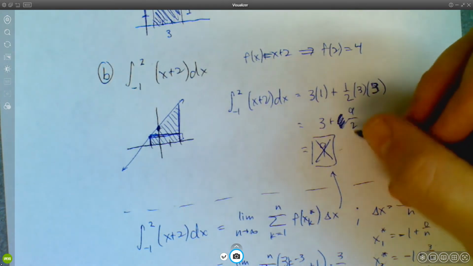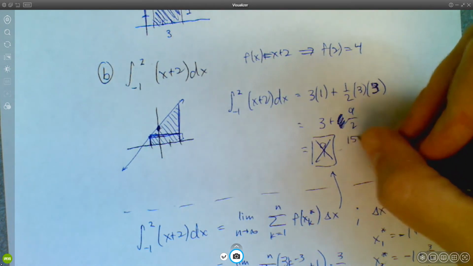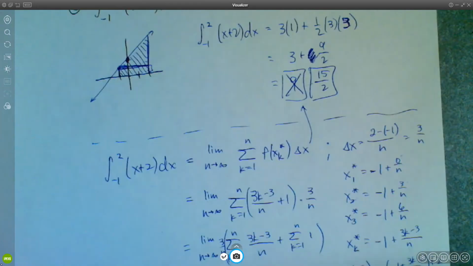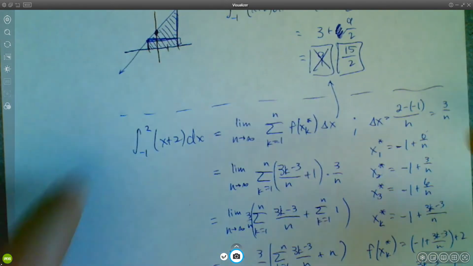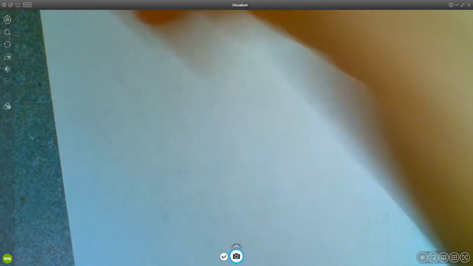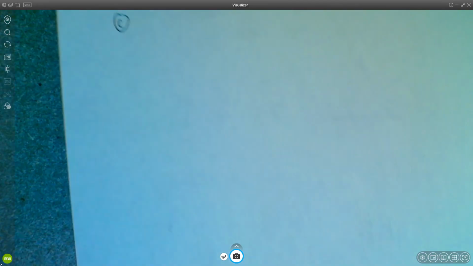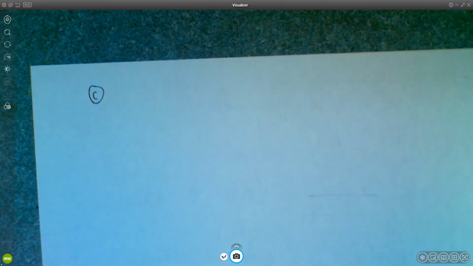So 3 is 6 halves. 6 halves plus 9 halves would be 15 halves. So it's 15 halves is what you should get. 15 halves in both cases, right? Anyway, we weren't asked to do any of this stuff down here. We were just asked to draw the picture and then do the geometry. Anyway, let me give you one more example, and hopefully I don't botch this one. I'm not going to do the long stuff. I'm just going to do the geometry stuff that they ask us for.